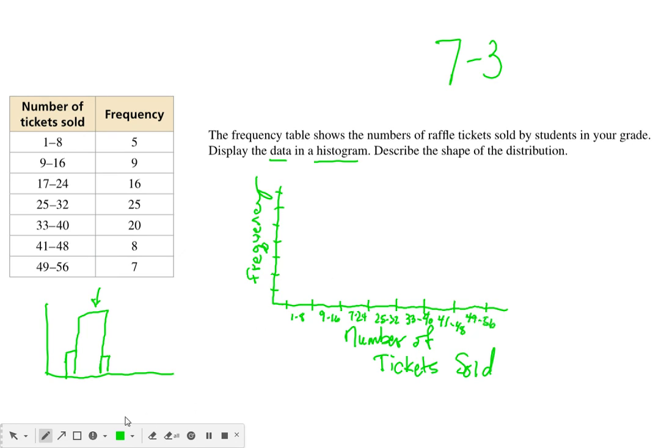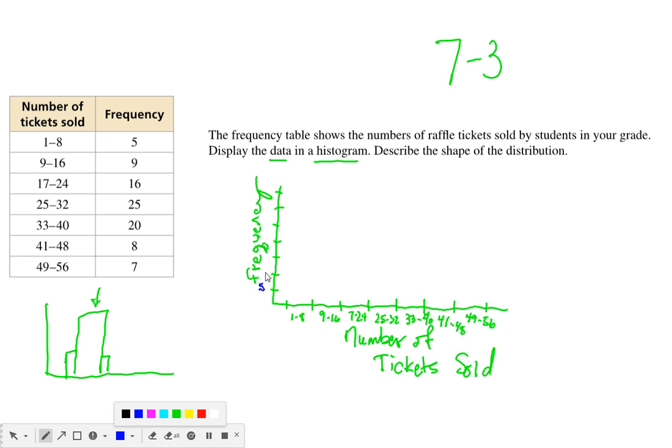Okay, now I'm going to display my data. Let's change this color. Let's go blue. Five people bought between 1 and 8 tickets. So what am I going to label each of these? My maximum is 25. So what if I went by 5s? 5, 10, 15, 20, 25. That's about right. I think that would probably serve us well.